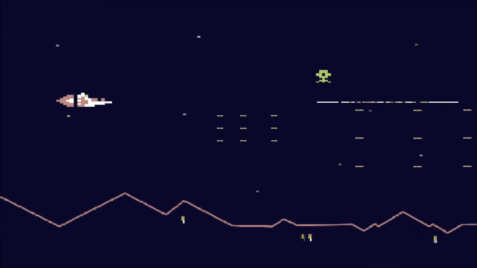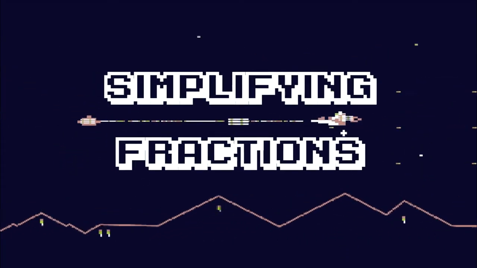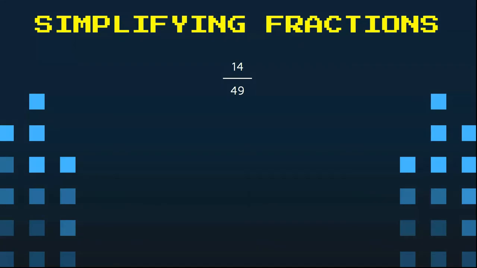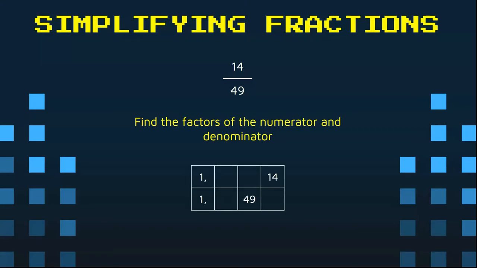In this video, we are going to simplify fractions. Here's our fraction, 14/49. We need to find the factors of the numerator and denominator. So 1 and 49, 1 and 14, those are pretty easy. So now we have to figure out what the other factors are.